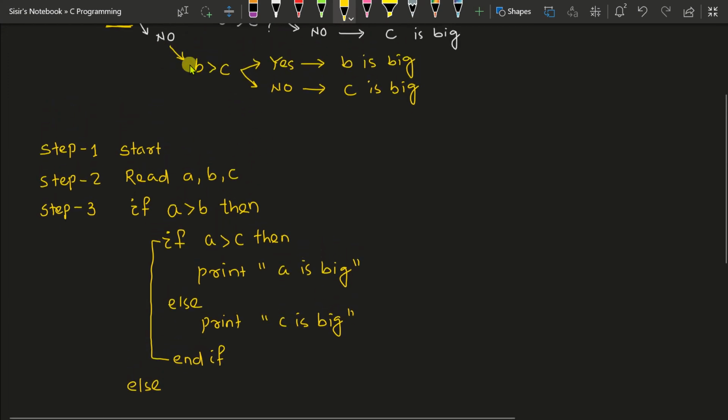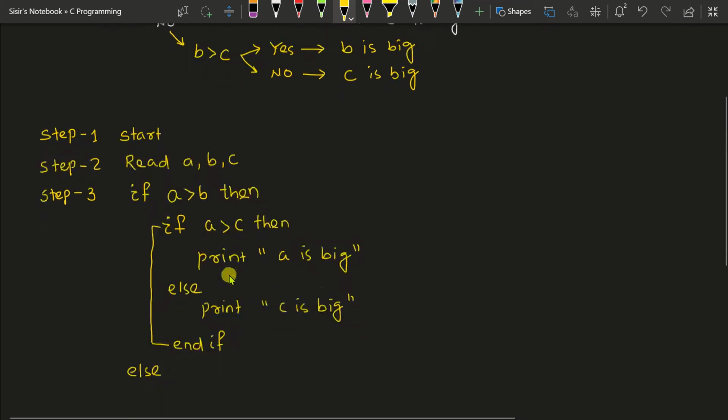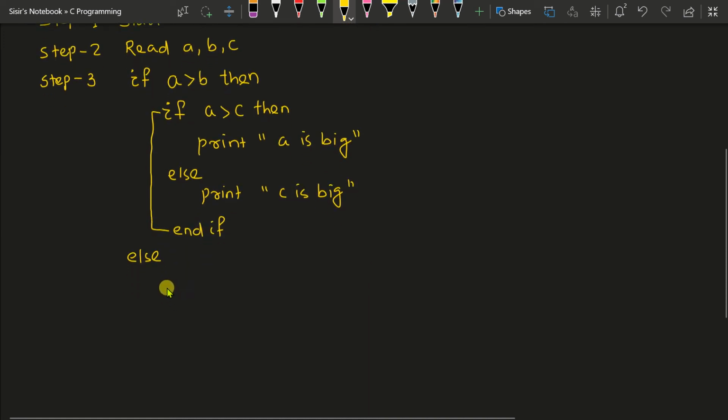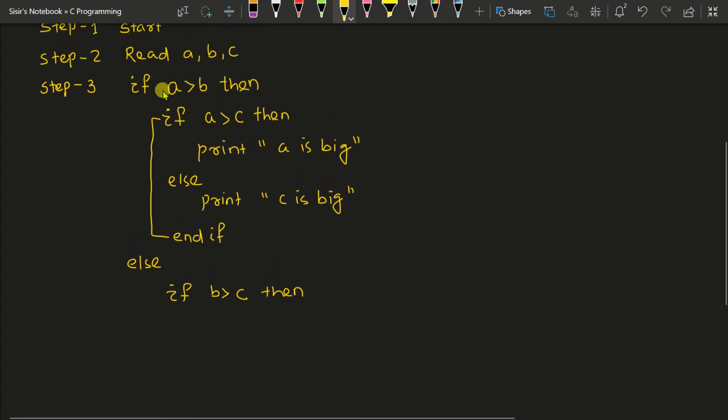What is the else part? You just check this. A is greater than B, it is false. So if it is false, no means we have to check again whether B is greater than C or not. So again I have to write here, else if B greater than C, then what will happen? If B greater than C, what will happen? Obviously A is greater than B is false. That means B is already big.